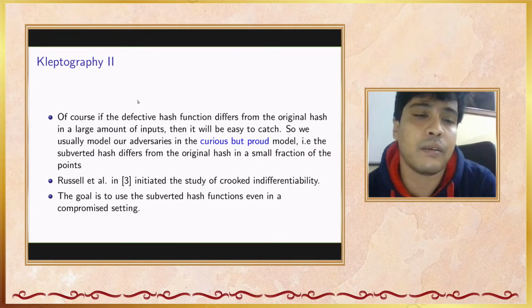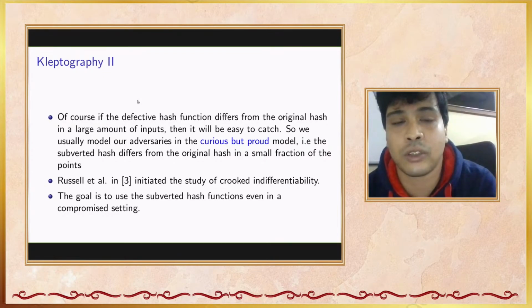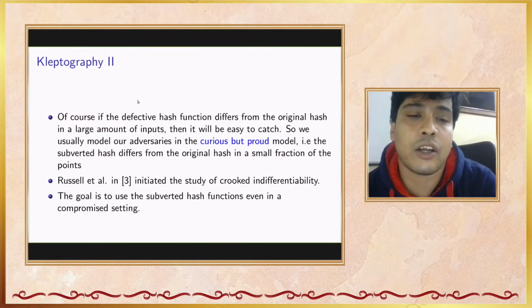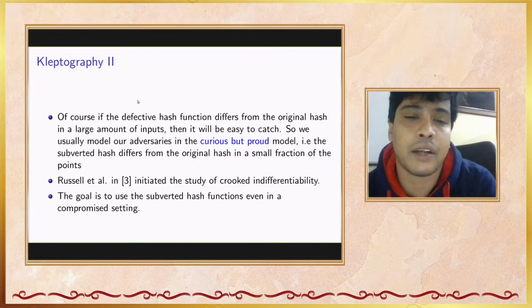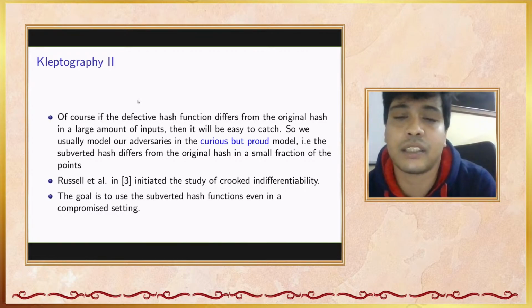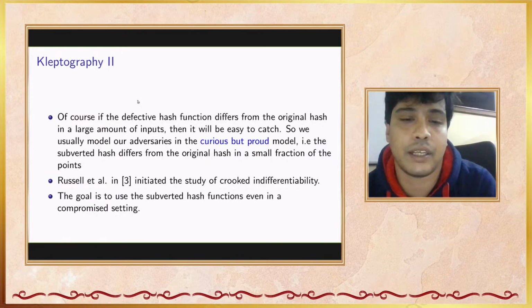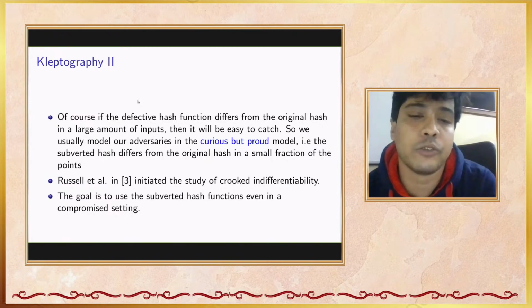Now, there have been many studies to address kleptography and related issues. Russell et al., in their Crypto 2018 paper titled Correcting Subverted Random Oracles, initiated the study of crooked indifferentiability. Their goal was to use the subverted hash function even in a compromised setting.